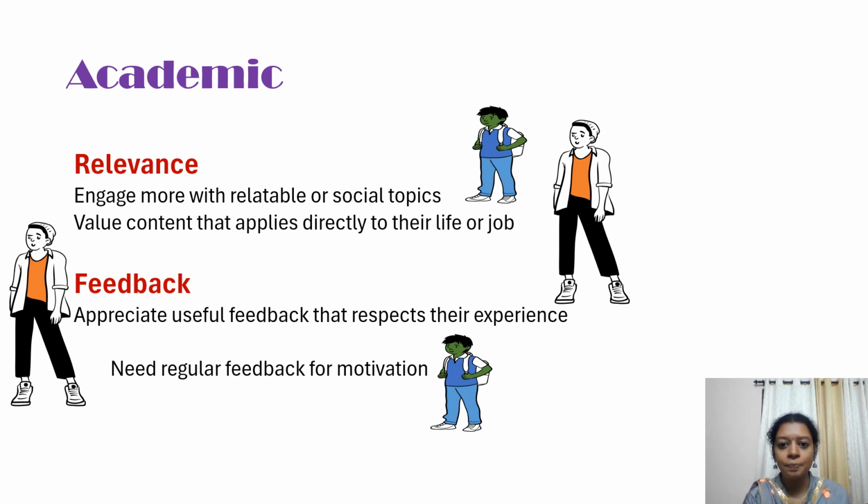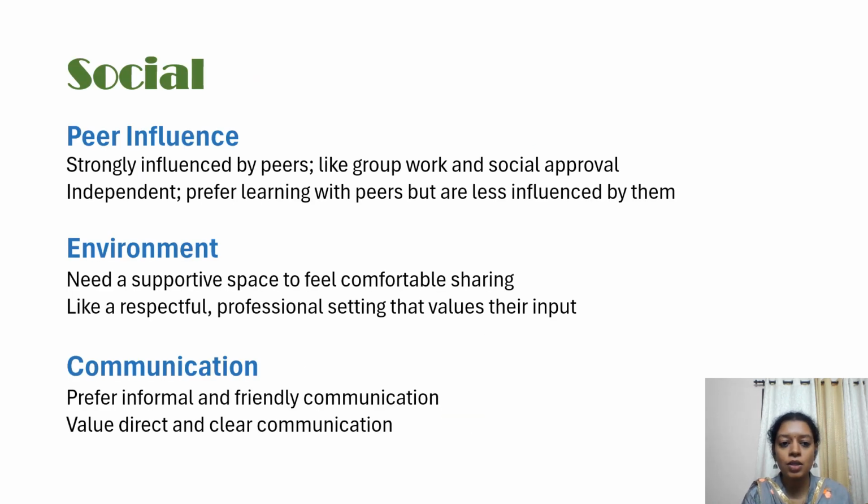And next point, coming to the social point of view, the first point is peer influence. The first point in peer influence: strongly influenced by peers, like group work or social approval. And the other learner is independent. They prefer learning with peers but are less influenced by them. First of all, I want to ask you, what is meant by peer?